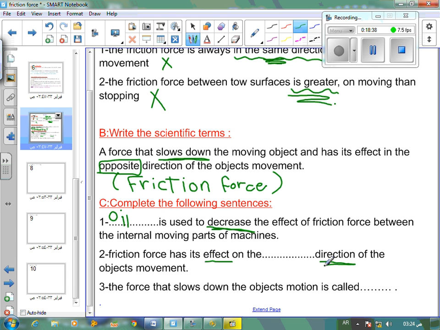Number two, friction force has its effect on the space direction of the object's movement. On the same direction or opposite direction? Try to answer. Right. Opposite.